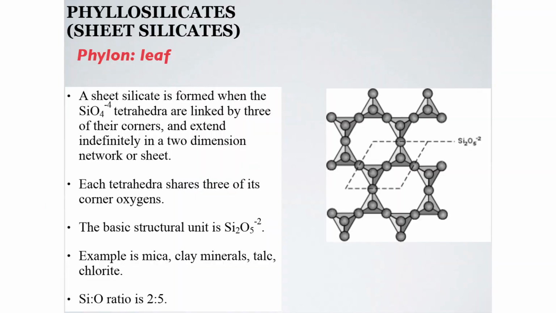Okay, so if we have a look at the general components of it, it is phyllosilicate, that is the sheet silicates. Phylon stands for leaf. So a sheet silicate is formed when SiO4 tetrahedra are linked by three of their corners and extend indefinitely in a two-dimensional network or a sheet. So you can see here that each of these tetrahedra, all three corners are linked up and they extend in all directions, in a two-dimensional network or sheet. So the tetrahedra share three of their corner oxygens, and therefore the basic structural unit becomes Si2O5. It is this unit which gets repeated. The most common examples of phyllosilicates are mica, clay minerals, chlorite, talc, etc. And the Si:O ratio is 2:5.